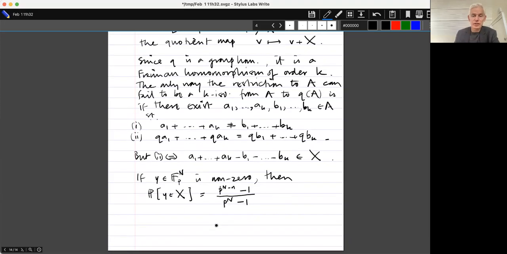And that is less than p to the minus n, because the thing on the top is smaller, so when I subtract 1 from top and bottom, I make the fraction smaller. And if I didn't have those minus 1s, then it would be just equal to p to the minus n. Now, that just tells me that the probability that a single element belongs to X is reasonably small. But how many elements do I have to worry about?